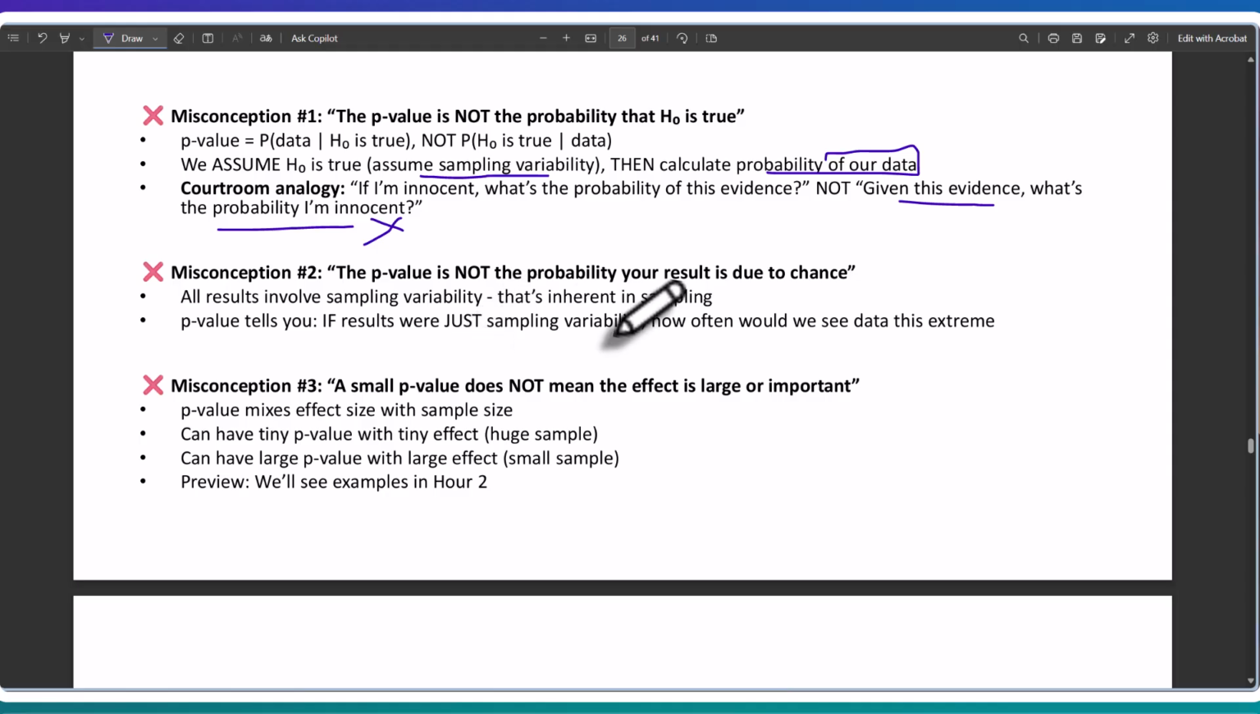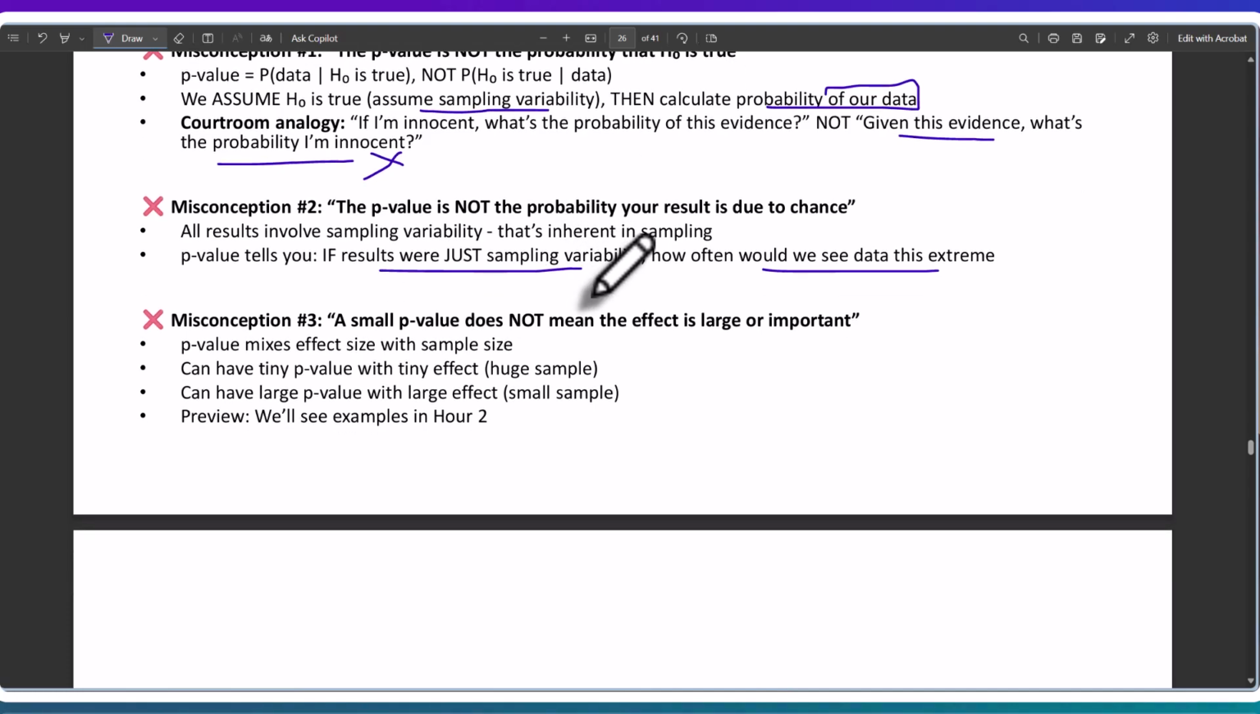If the results were just sampling variability, how often would you see data this extreme, right? So if it was just sampling variability, how often would you see data this extreme? Okay, so it's not just due to chance; it's just sampling variability, because chance can have lots of other connotations to it, but we're narrowing it down to just sampling variability. And the third is, a small p-value does not mean the effect is large or significant.